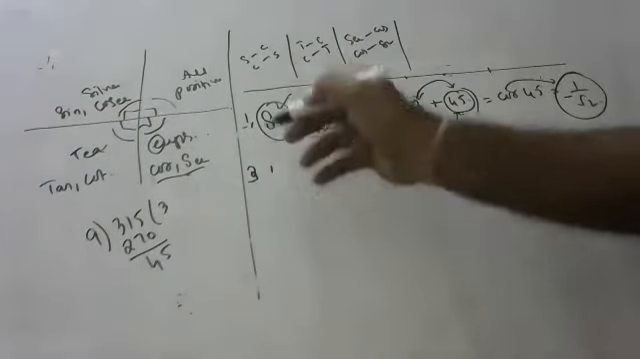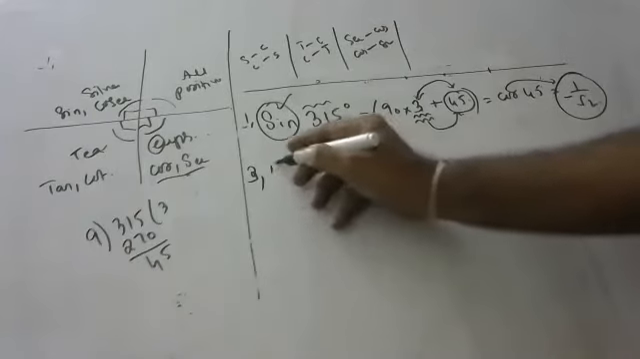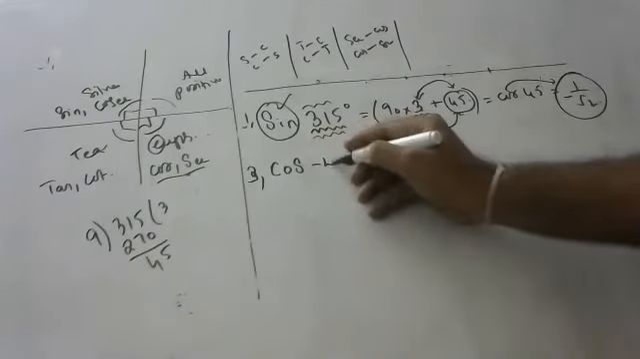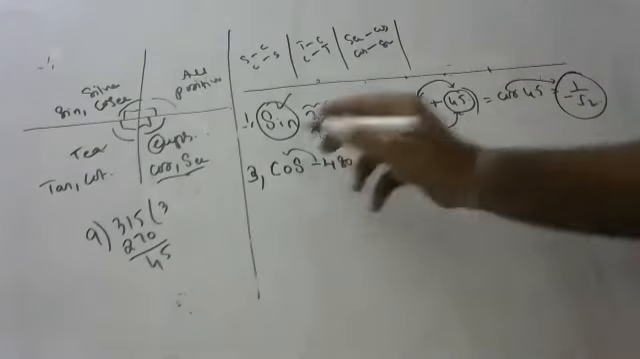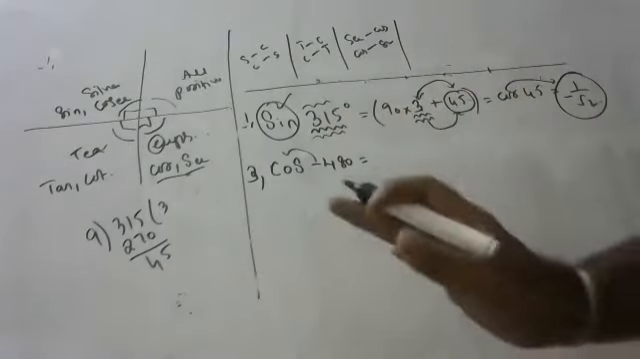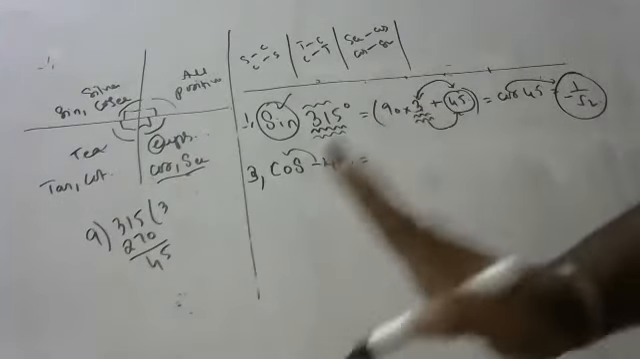Okay, those who didn't understand, the second sum I'm doing, children, is for your understanding. A little bit bigger angle we will do: cos minus 480. Children, only in cos, remember, even minus is plus. Only in cos and secant, cos minus also plus only.